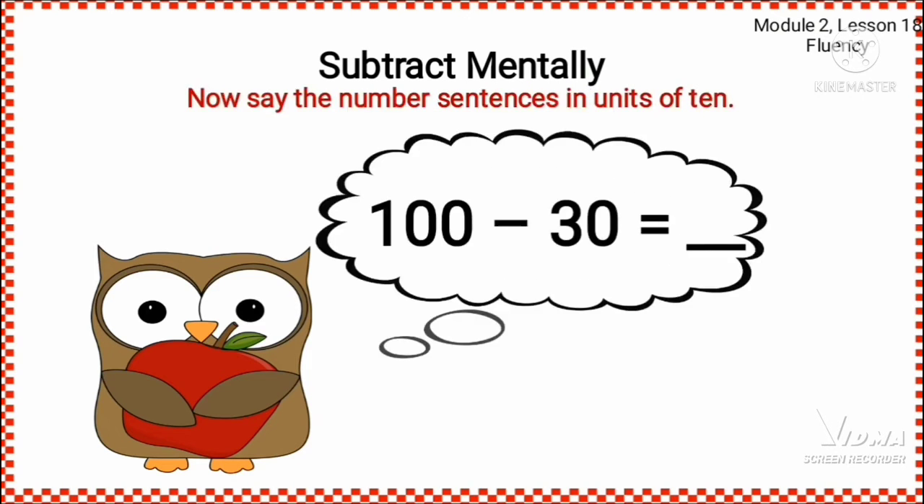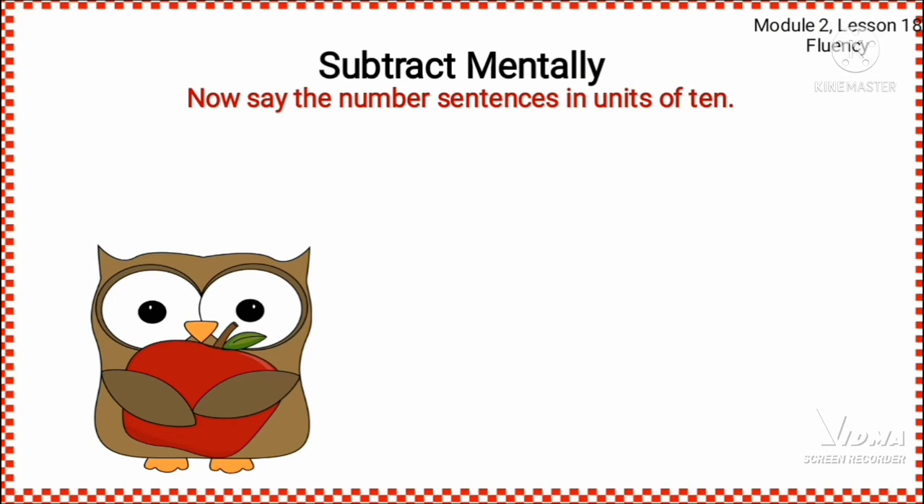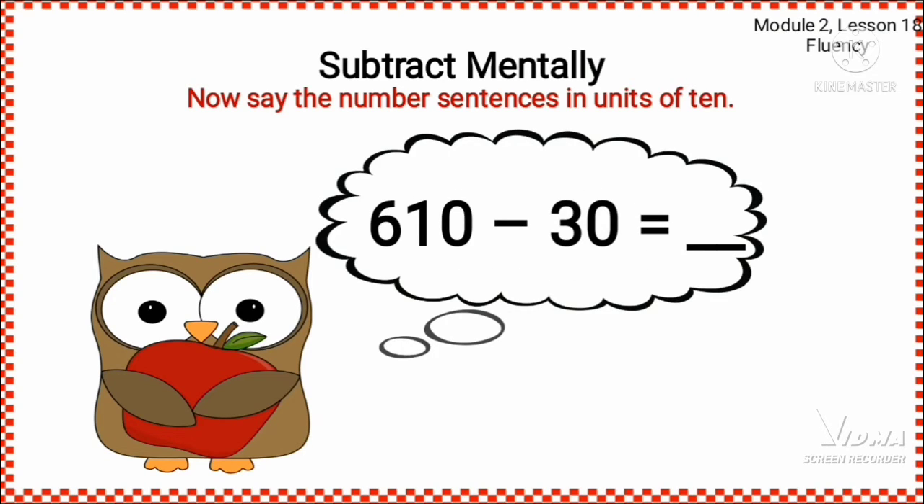Now say the number sentence in units of 10. 10 tenths minus 3 tenths equals 7 tenths. 11 tenths minus 3 tenths equals 8 tenths. 61 tenths minus 3 tenths equals 58 tenths.